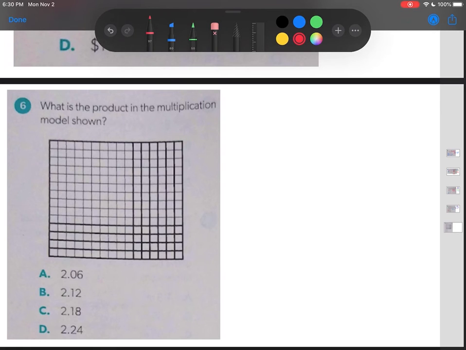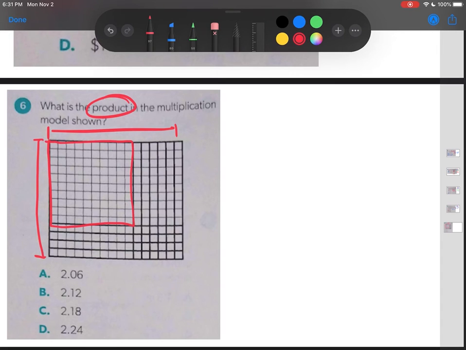Let's look at our last question. What is the product of the multiplication model shown? So remember, product means answer to a multiplication problem. So this is an area model. So let's figure out what our numbers are being represented up at the top, and what is being represented on the side. Let's look at this side.